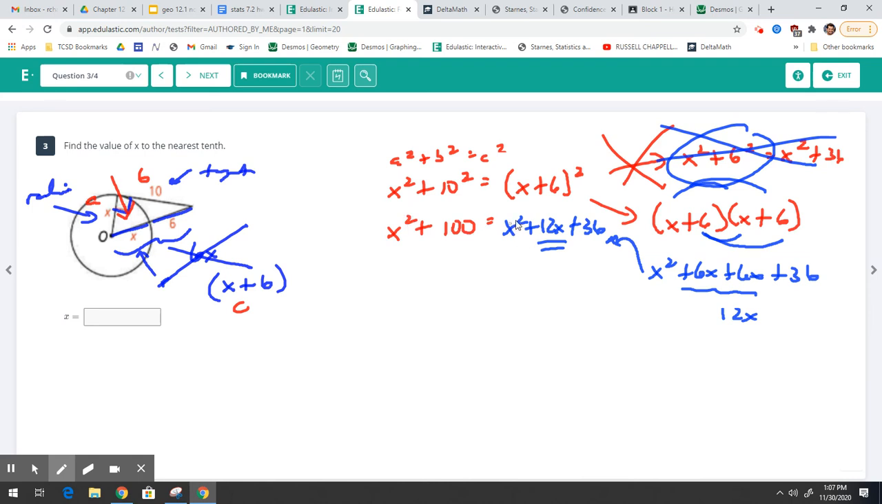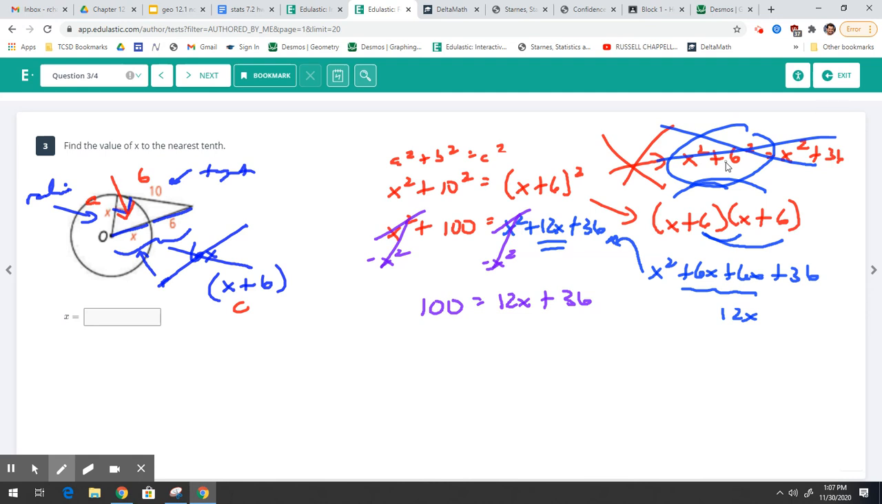Well, it's okay, because this is a positive x squared. That's a positive x squared. They're going to cancel because you would have to move everything to one side. And if you subtract x squared from both sides, they cancel. So they're gone. So now your problem is a simple two-step equation. 100 equals 12x plus 36. If you don't do it that way, it's not going to work out.